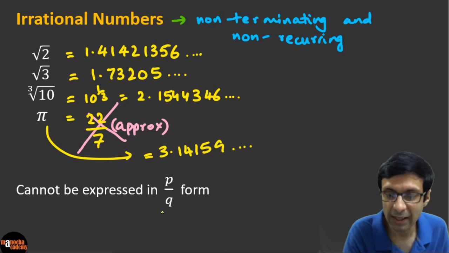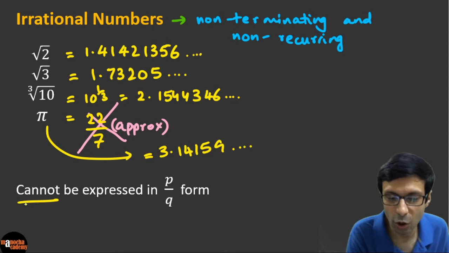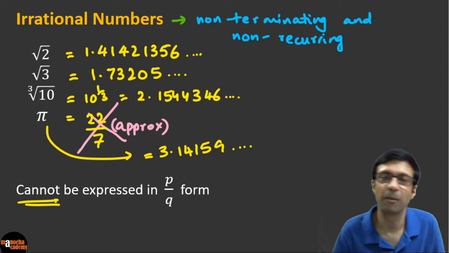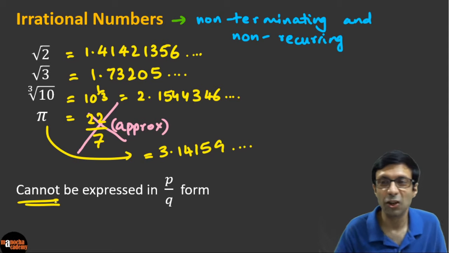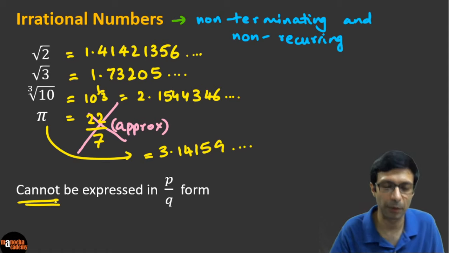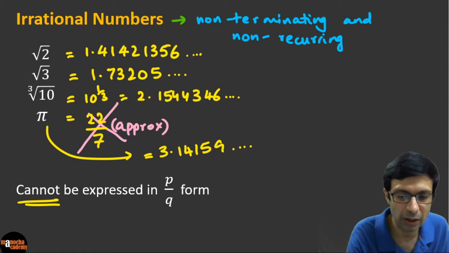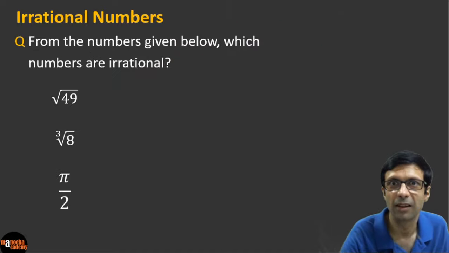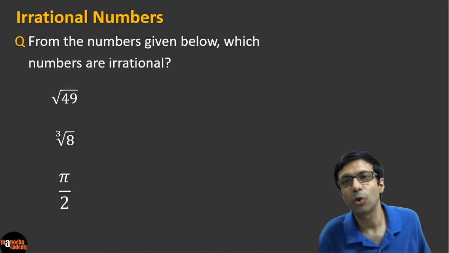So the important thing, guys, the irrational number cannot be expressed in a p by q form. Okay, so please remember these important concepts, absorb them, then you'll find this chapter really easy, because the definitions are very important. Excellent. So now I have some questions for you.